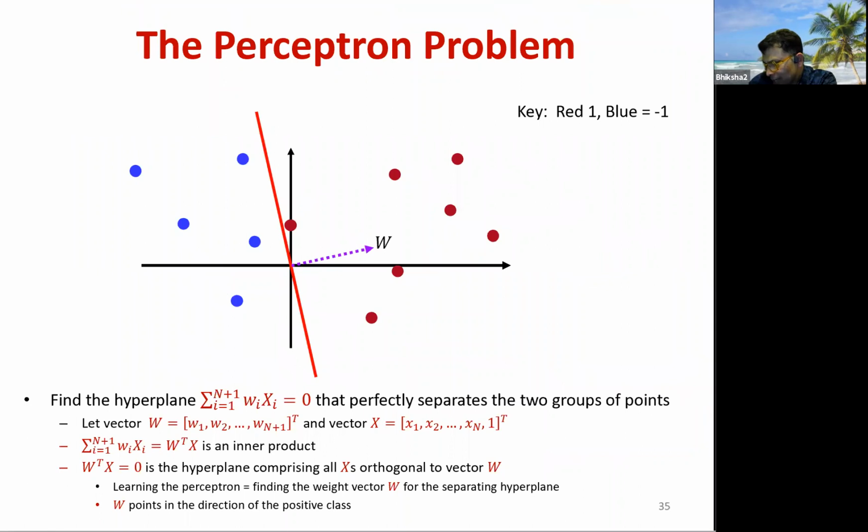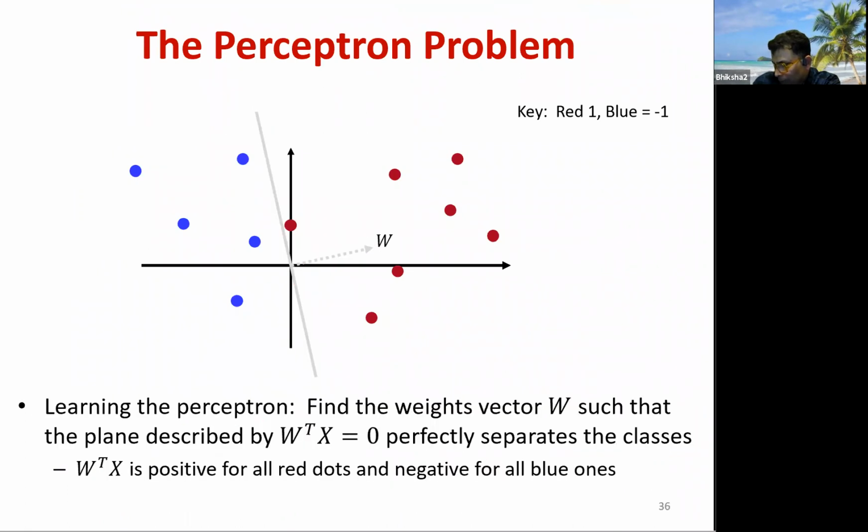So that's how this whole entire classifier works. And so our problem of finding the perceptron for this data is that of finding the hyperplane, and is that of finding the W for the hyperplane that exactly separates the two classes. And specifically, you want the W to point in the direction of the positive class.